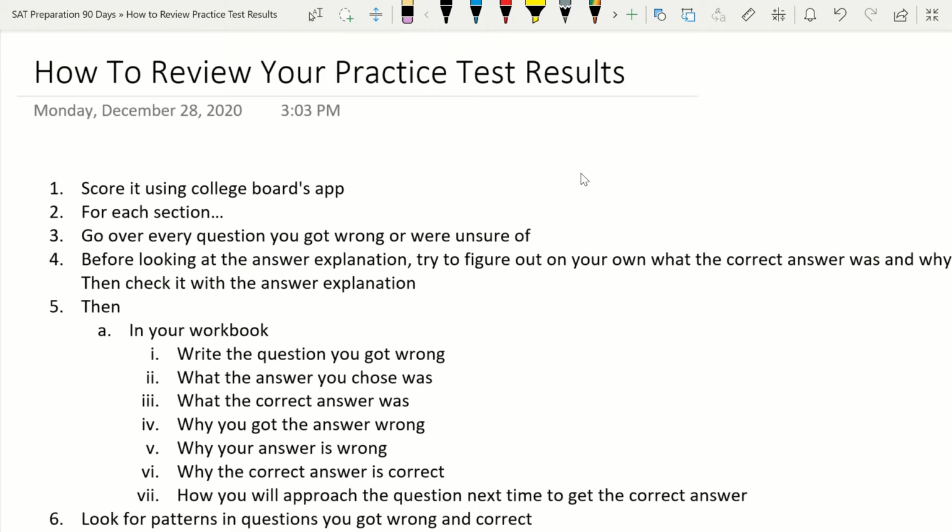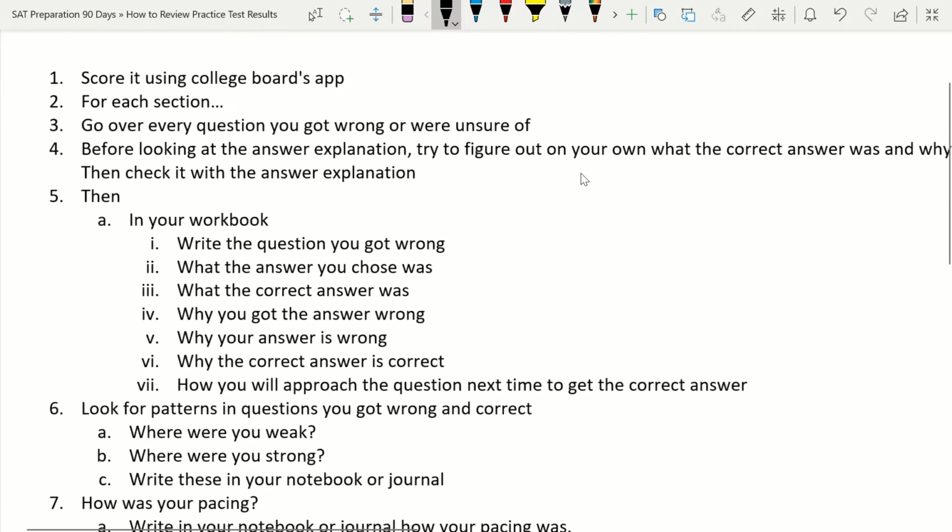So first thing you want to do is score it. Obviously, that's the major part here. You can use the College Board's app if you took it paper and pencil. If you took it online, then it's going to score it for you, but you're going to want to score it. That way you know which questions you got wrong and which ones you got right.